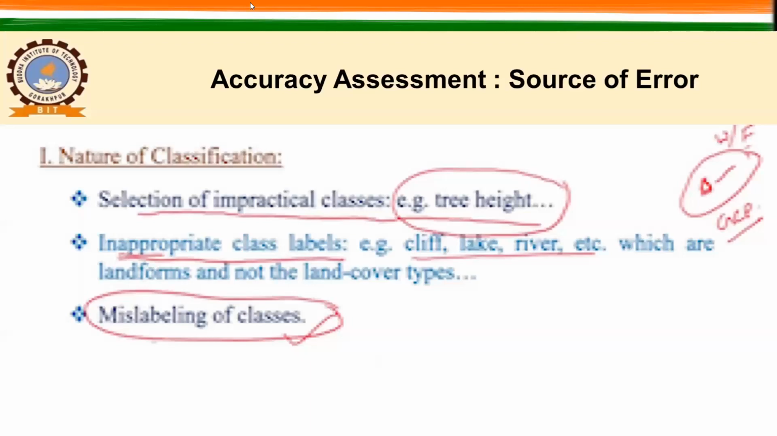So this is all about the accuracy assessment and the sources of error, the first part, that is the nature of the classification. We'll discuss the next one, that is the test pixel sample design, but we are just about to wind up the session here. We will continue that part in image classification part 4. So we'll take one more lecture and cover the image classification part there also.